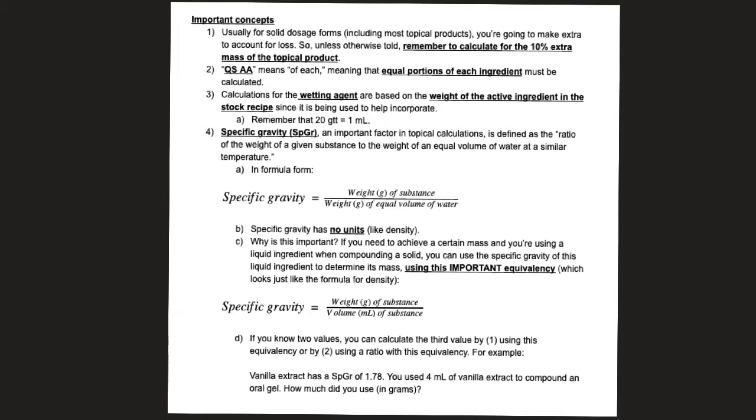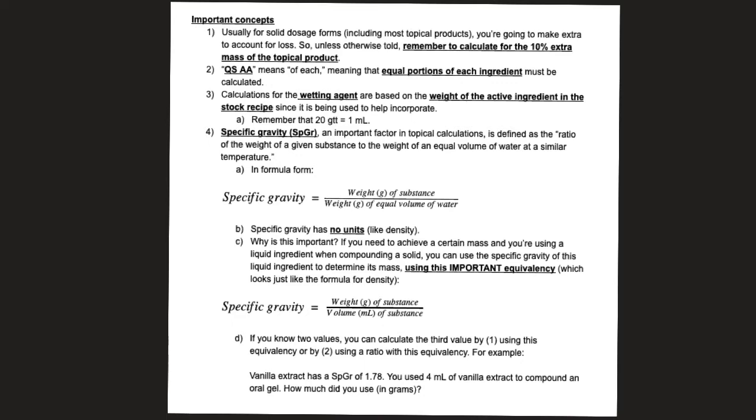Number 4, specific gravity is an important concept in topical calculations, and it's defined as a ratio of the weight of the given substance to the weight of an equal volume of water at a similar temperature. In formula form, it looks like this, where the specific gravity is equal to the weight of the substance divided by the weight of an equal volume of water. It has no units, just like density.